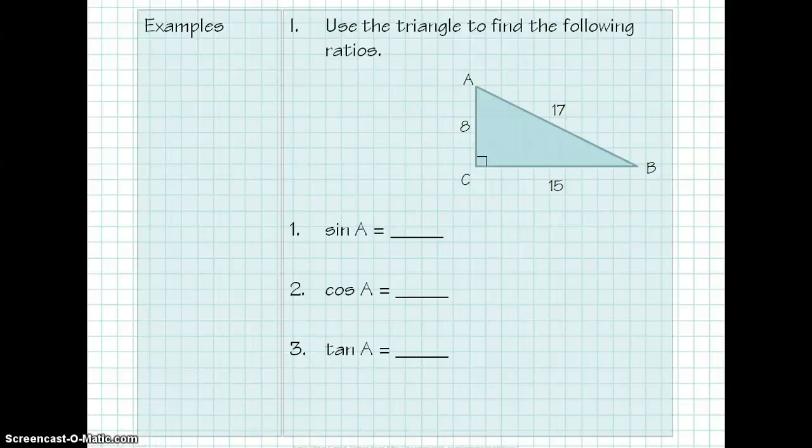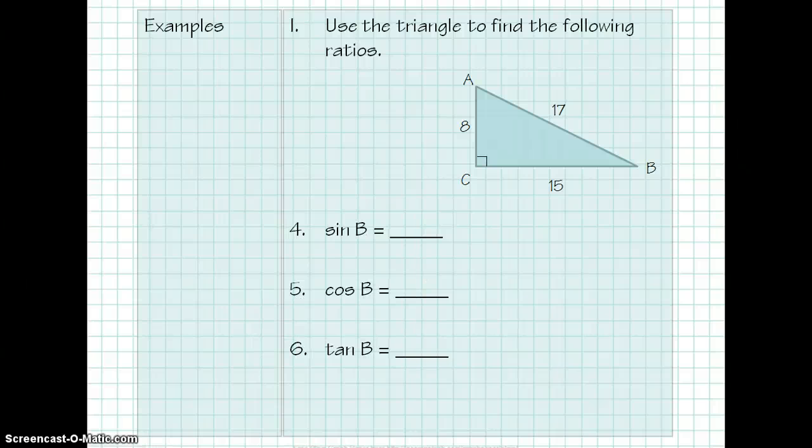So I've got a triangle here. I know the three sides of my triangle, and I want to find what the ratios are given these three sides. Okay, so sine of A, right? Remember, sine is opposite over hypotenuse. So for angle A, the side opposite angle A is going to be 15. My hypotenuse is 17. So my ratio is going to be 15 divided by 17. Okay. Cosine is adjacent divided by hypotenuse, so the cosine is going to be 8 divided by 17. Tangent is opposite over adjacent, so we get 15 divided by 8.